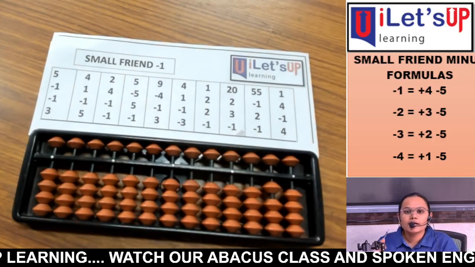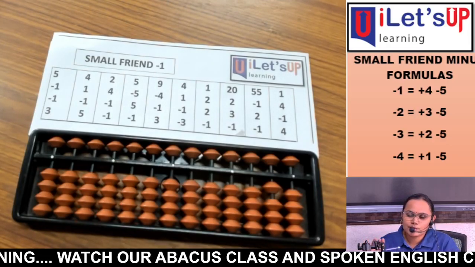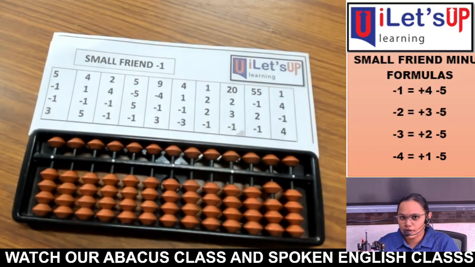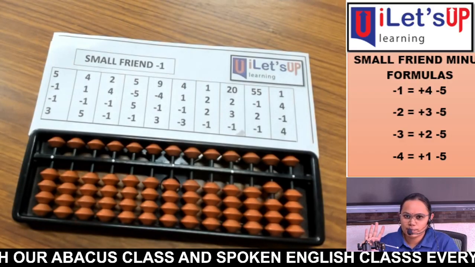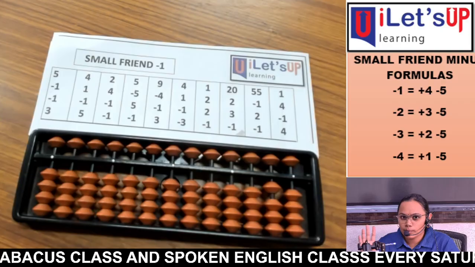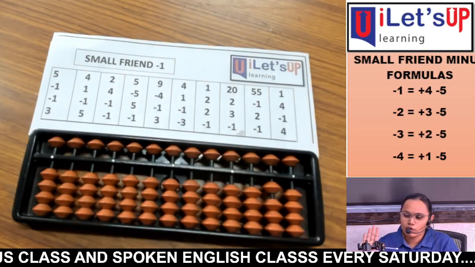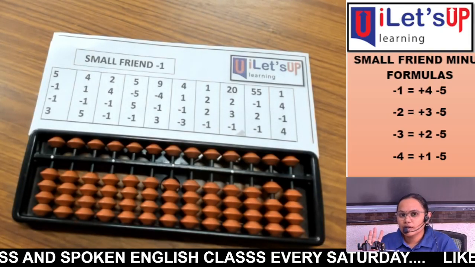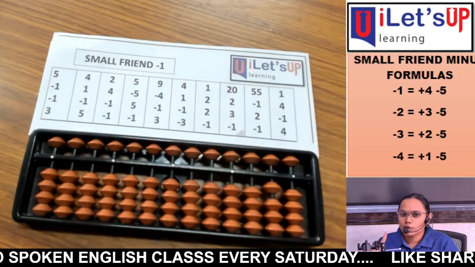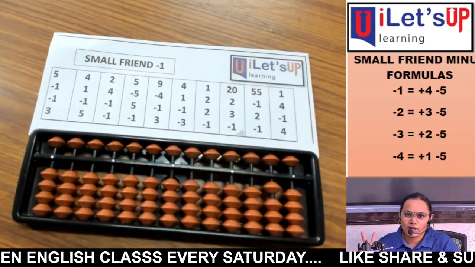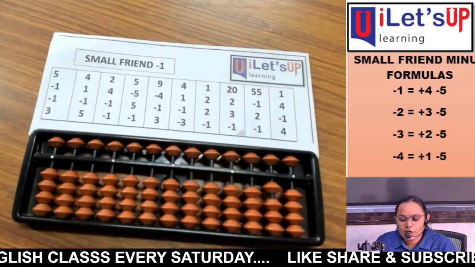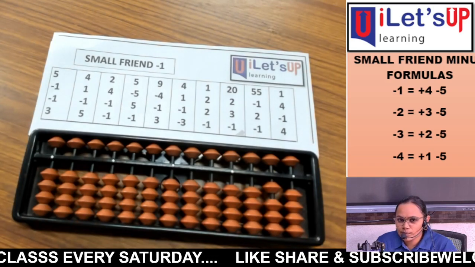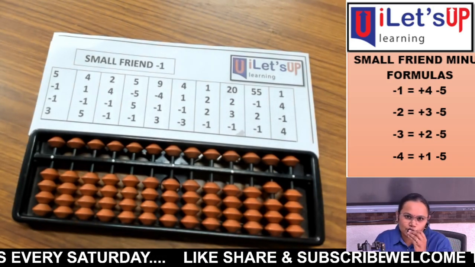So here, as in small friend plus formula, 4 numbers will be there, and those 4 numbers carry 4 formulas. In today's session, we are going to learn about 2 formulas. Which are those? Small friend minus 1, small friend minus 2.